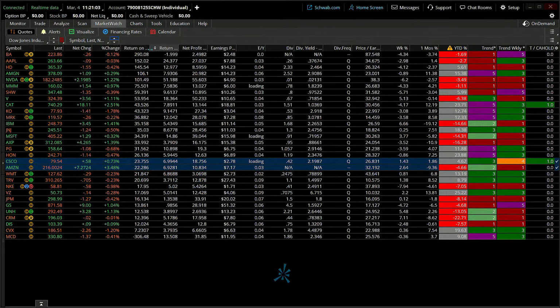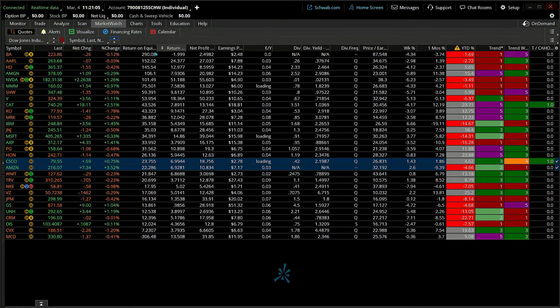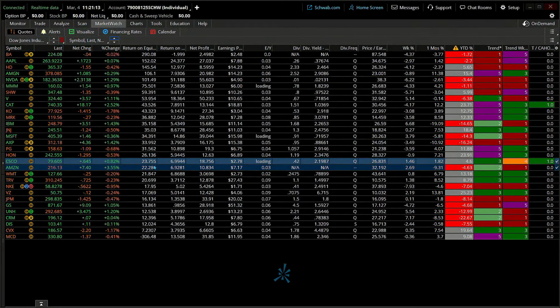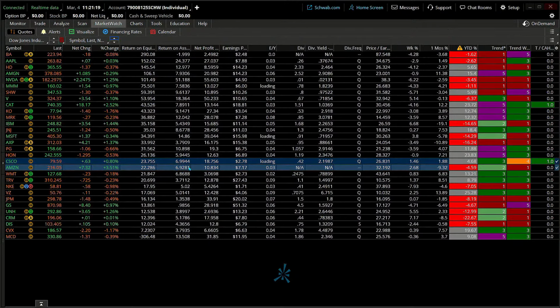Now, if I widen this a little bit, we're looking at return on equity. These two companies that we're going to look at here today, Amazon and Cisco, the return on equity is over 18. If we look at, let's say, the return on assets, you're going to see that they're about 7 each, okay?